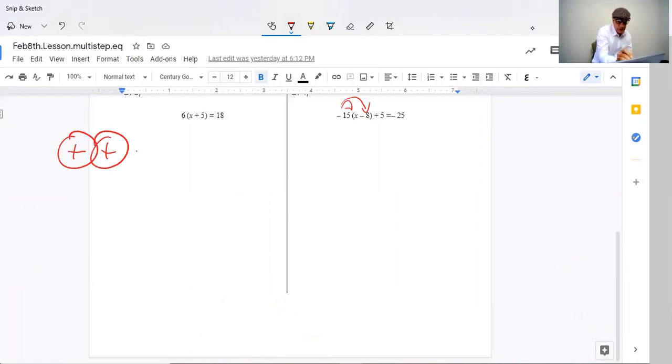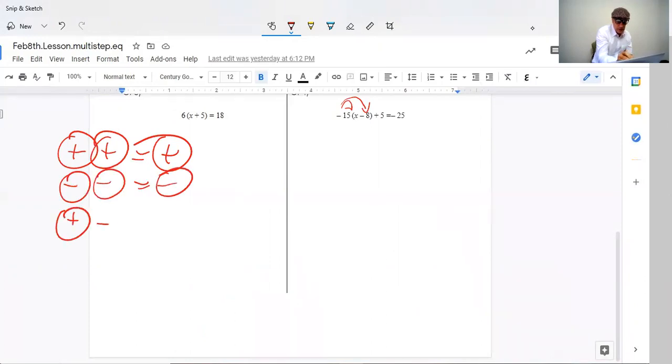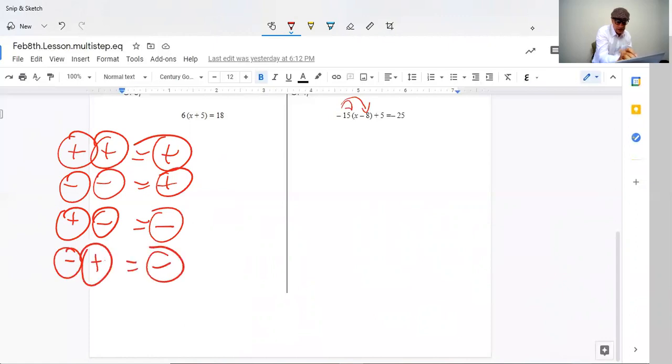Plus times a plus is a plus. Minus times a minus is a minus. A plus times a minus when they are different. Oh, I'm sorry. Plus plus, here is a minus. A minus times a plus is a minus. So when they are the same, positive, different, negative.